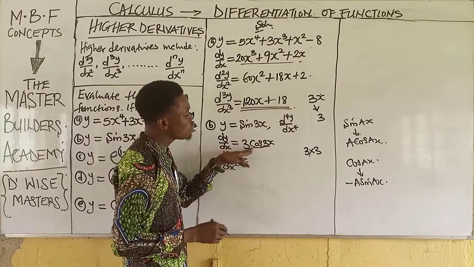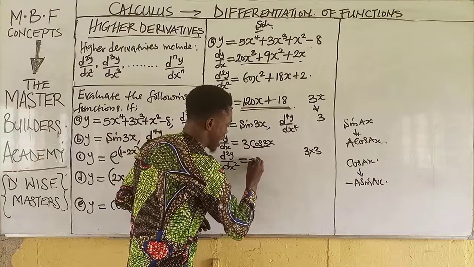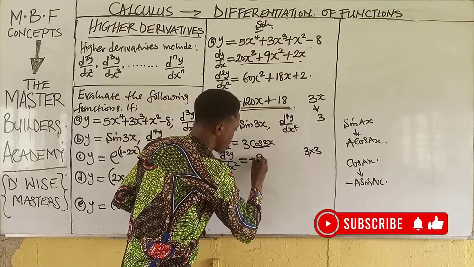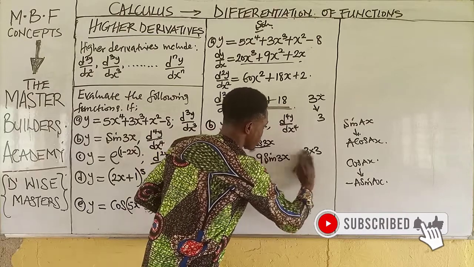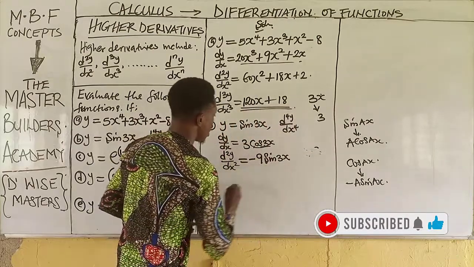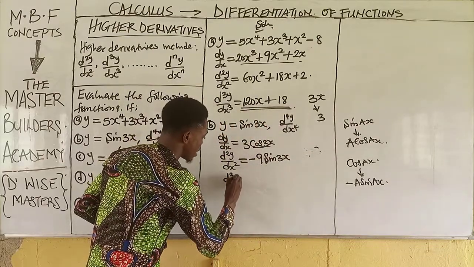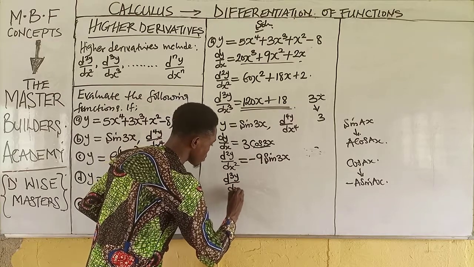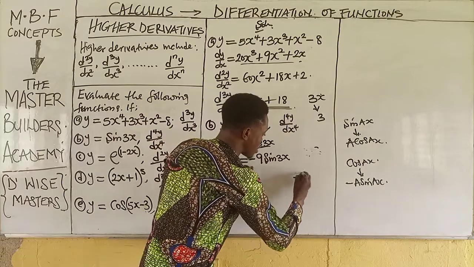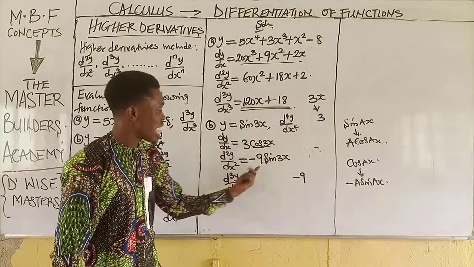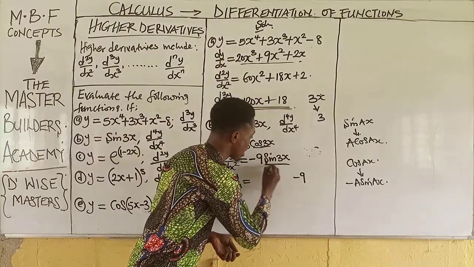And now understand that when you differentiate cos, you have a negative sign. So 3 multiplied by 3, you have 9. Then you now have sine 3x. This is the second derivative. Now, for the third derivative, we already have existing negative 9 as the coefficient of the sine. And this is what we are differentiating.